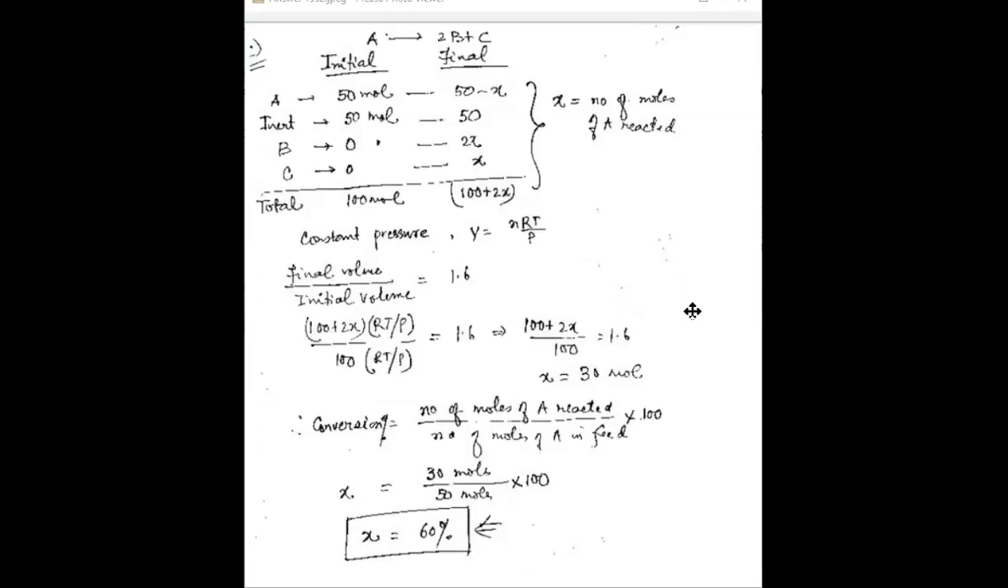So the final volume, the number of moles, that came. The number of moles of A reacted means CA0 minus CA. Put 30 in x, and the number of moles of A fed is CA0 or NA0.